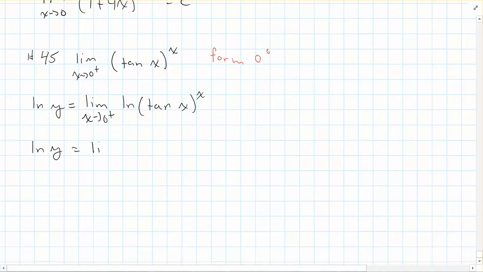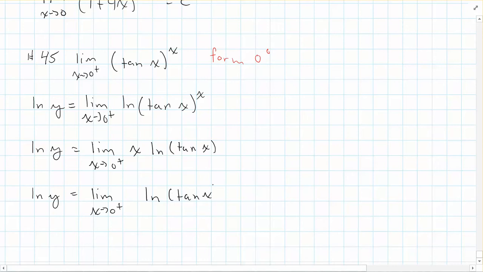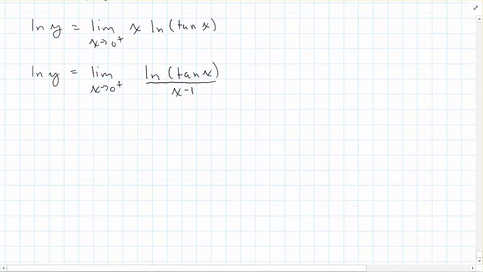So you have limit as x approaches 0 from the right, pull down that x, natural log of the tangent function, and then we'd move that x into the denominator because this is in the form 0 times infinity. Because remember, we leave the natural log in the numerator. And then we just have to continue on here. Now we're in the form of, well, what would this form be? Infinity over infinity. So we can apply L'Hopital's rule.